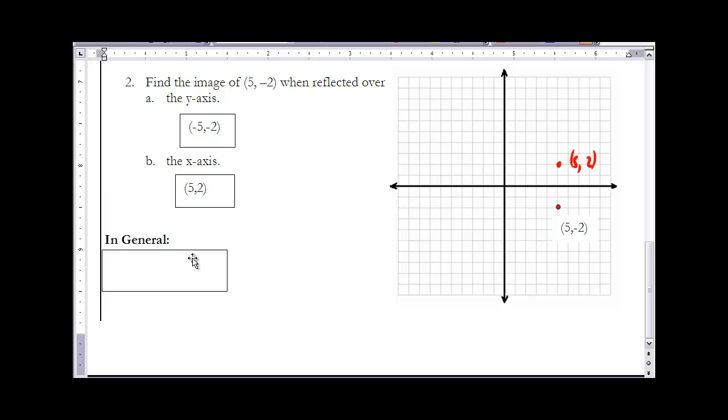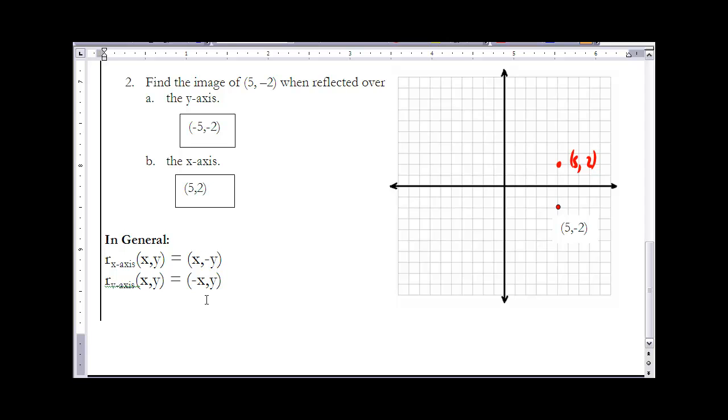Now, this leads to a general statement of any reflection over the x-axis or the y-axis on a coordinate grid, and that is the following. If I do the reflection over the x-axis of any point x, y, it will always become x, -y. In other words, all we need to do is change the sign on the y value when we're reflecting over the x-axis. And when we do a reflection over the y-axis, all we need to do is change the sign on the x value. So whichever axis we're reflecting over, we're going to change the sign on the other one.